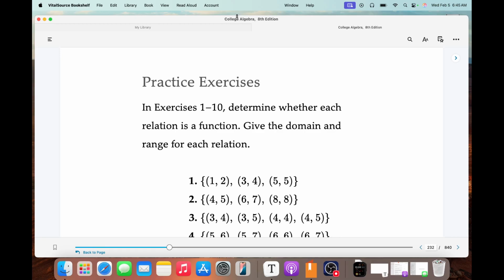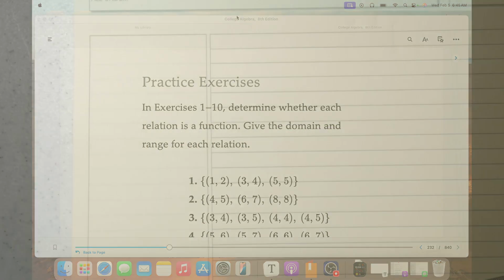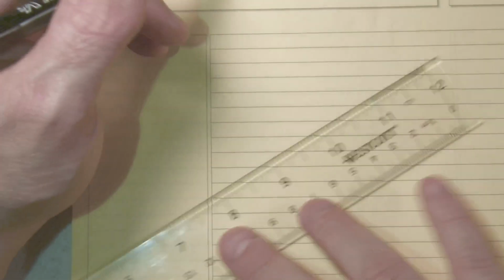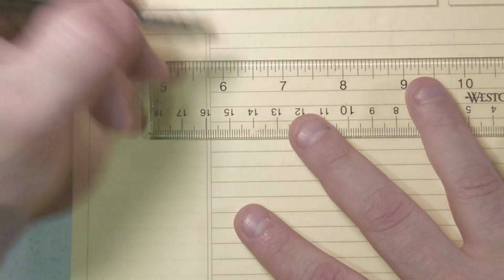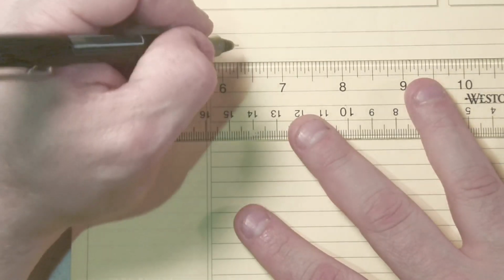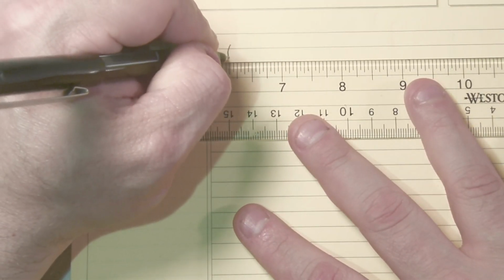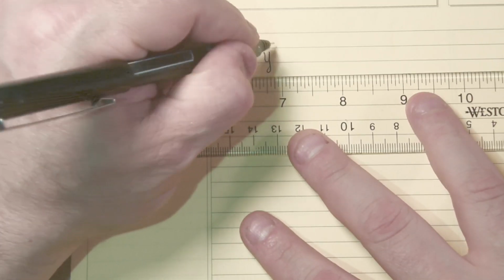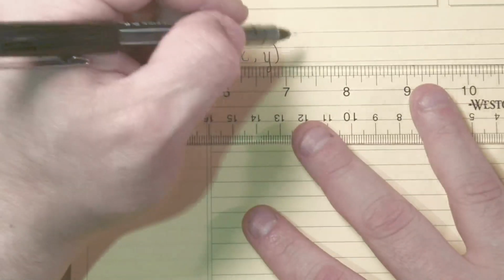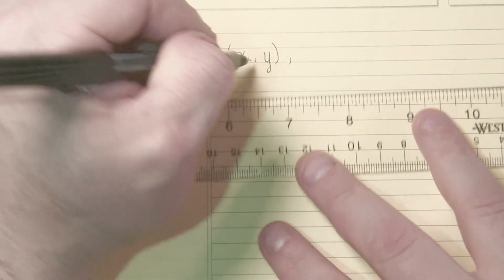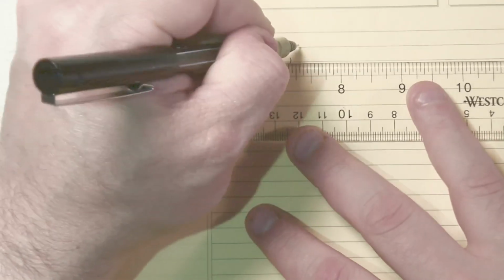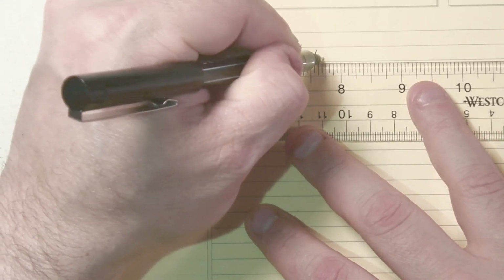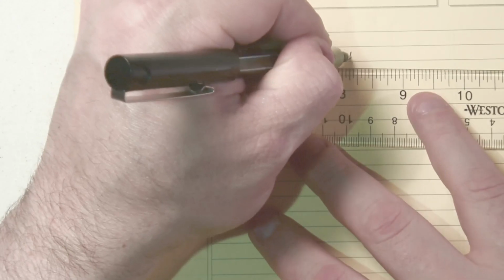The most common way that this is taught, just because it's easy, is to look for repetitions in the x value. So what a lot of people do is they just remember that it's x comma y, let's say x1 comma y1, and then you have x2 comma y2.